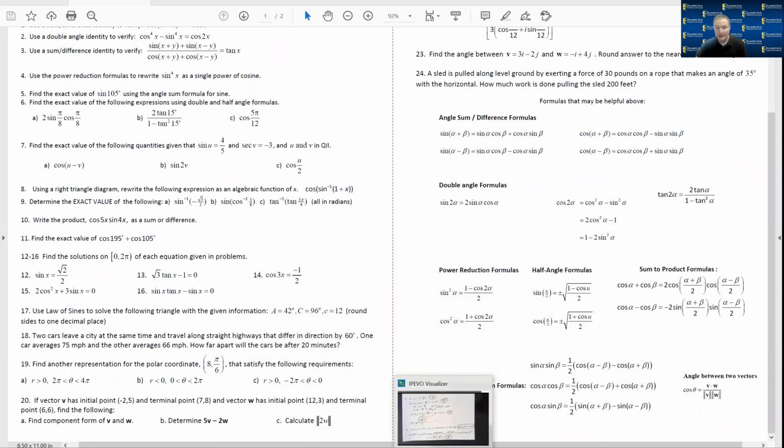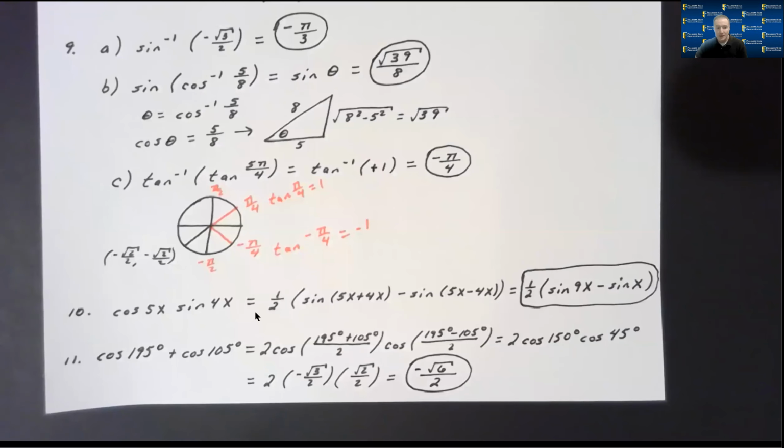So I just apply that formula right here and say cosine 5x sine 4x is going to be 1/2 the sine of the sum of the angles minus the sine of the difference of the angles. Now, the sum of the angles gives me 9x, the difference of the angles, just 1x. Final answer, 1/2 times the group, sine 9x minus the sine of x.